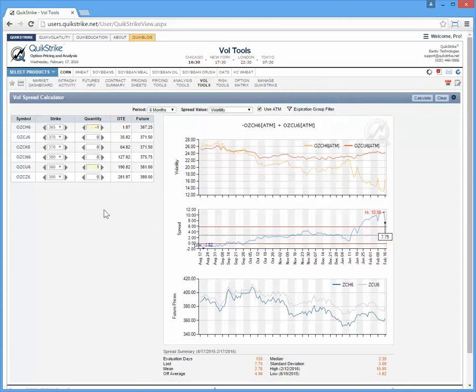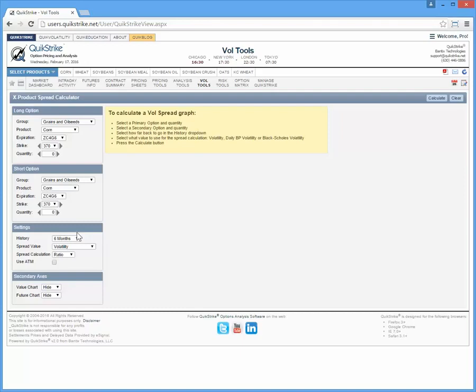It's a cross product spread calculator. Interface is a little different. This one occurred a little later on, and it's not quite as easy from a building it standpoint, but it is much more flexible in terms of the fact that you get to go cross product here. So let's just do the same spread that we did previously.